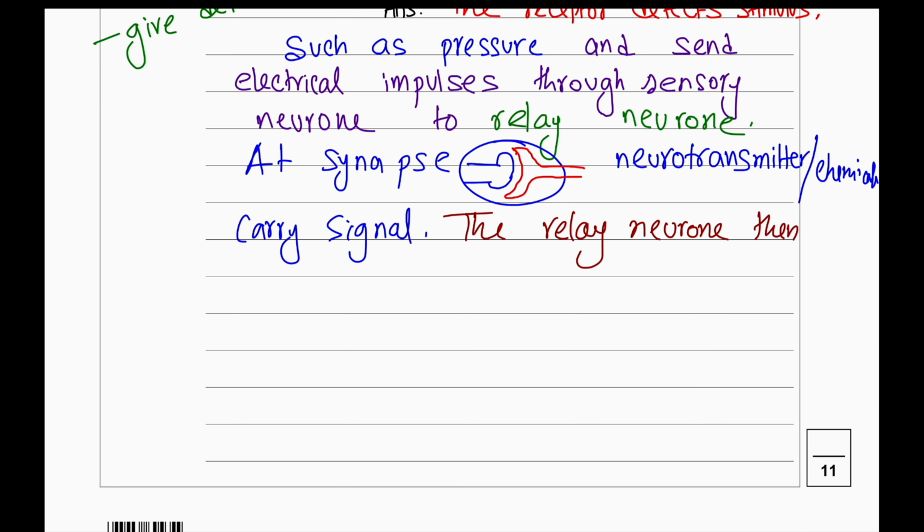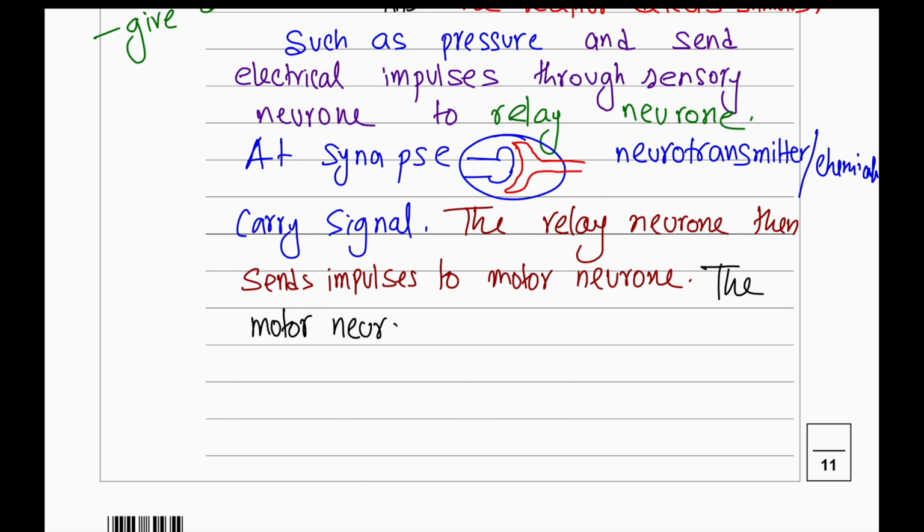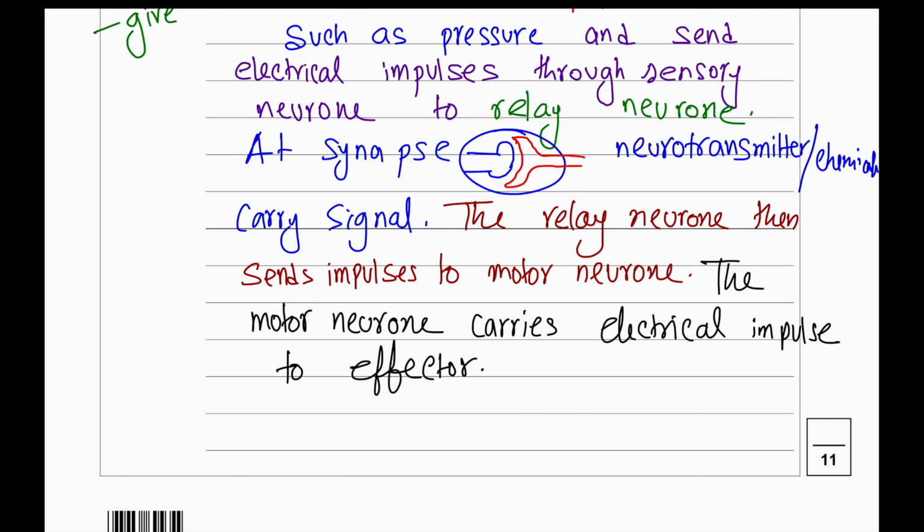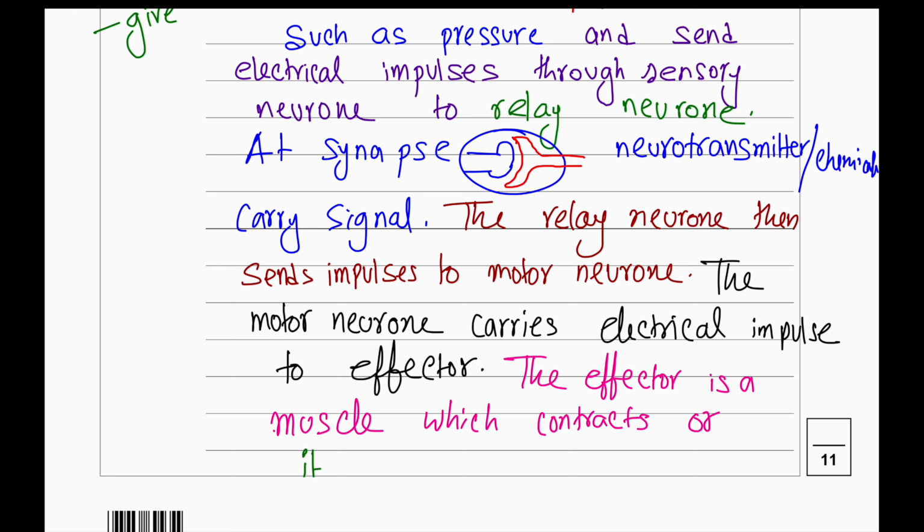From the relay neuron, the information is then relayed to the motor neuron. The motor neuron then carries the electrical impulses into the effector, which is either a muscle or a gland. If it is a muscle, then it contracts, and if it is a gland, then it secretes chemicals such as hormones.